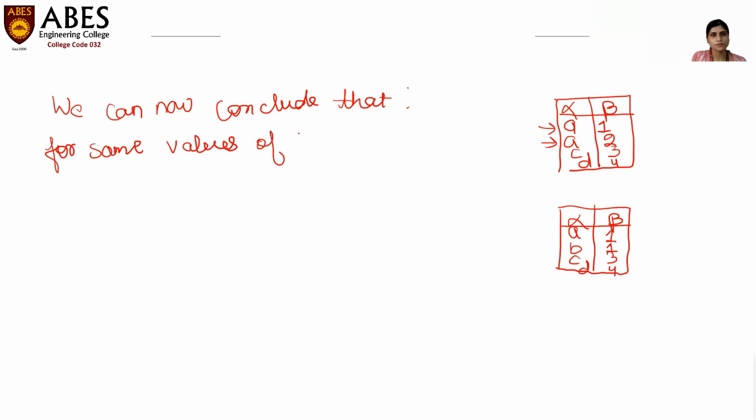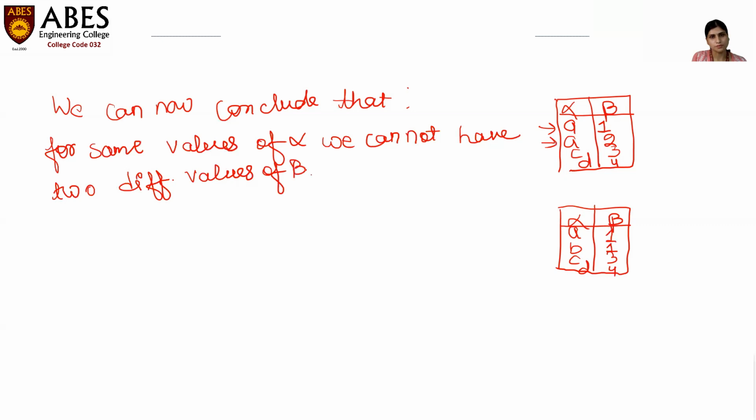values of alpha, we cannot have two different values of beta. So this is clearly not a functional dependency.